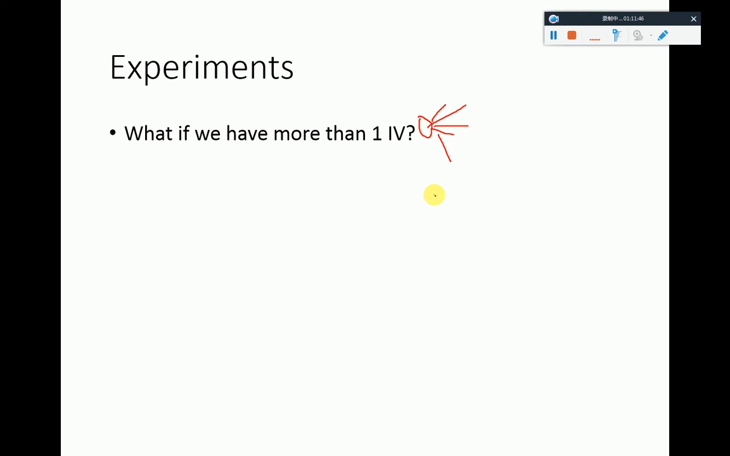But now the question is, what if we have more than one factor? We have multiple independent variables, and from each independent variable, we can create multiple conditions. How do we analyze experiments like that? Multiple IVs, multiple conditions under each IV. What do we do with those experiments? That will be the content for our next class.